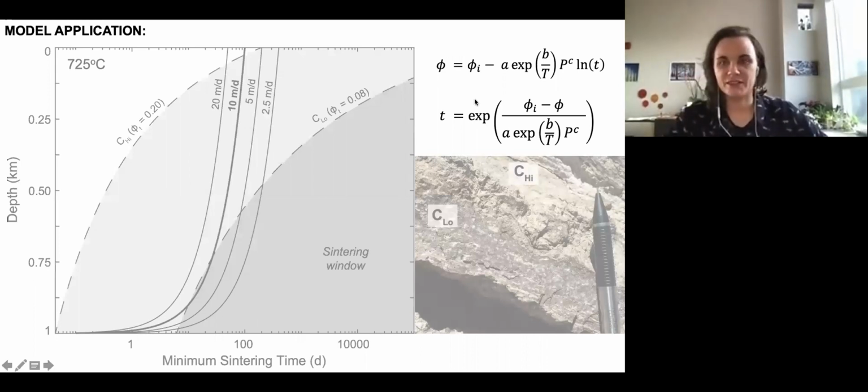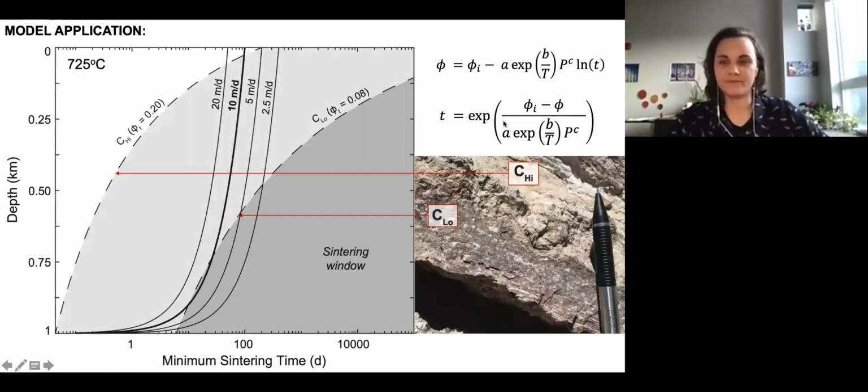So what I've done here is I've rewritten it in terms of porosity rather than relative density, and I've reorganized it to solve for time. And in this form, what I can do then is input some reasonable estimate of temperature, some reasonable estimate of a confining pressure, an initial porosity, and then I can solve for the time needed to produce a rock of some porosity I input here.